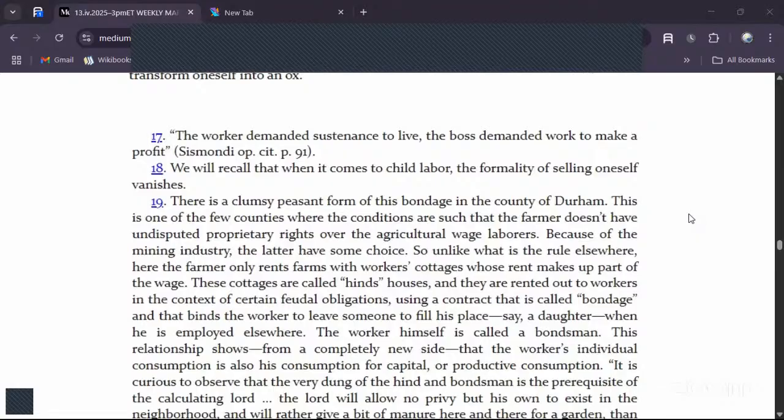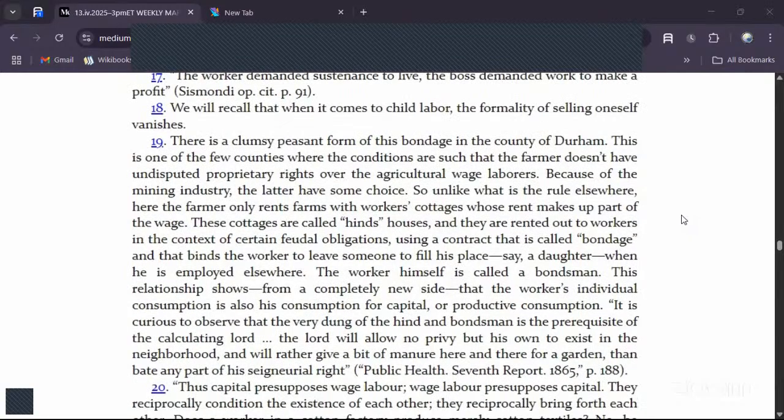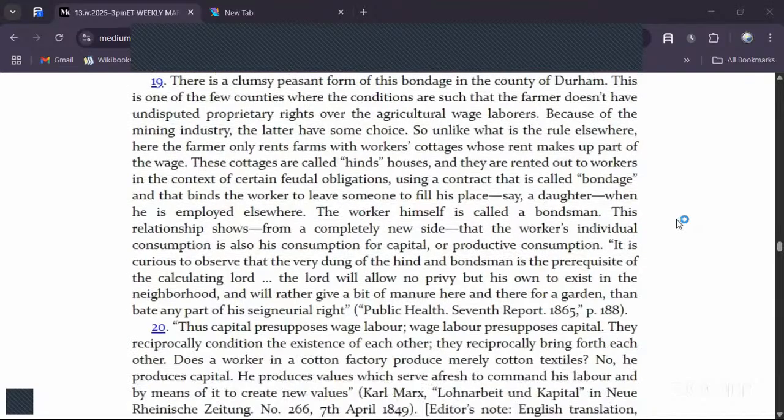19. There is a clumsy form of this bondage in the county of Durham. This is one of the few counties where the conditions are such that the farmer doesn't have undisputed proprietary rights of the agricultural wage laborers. Because of the mining industry, the latter have some choice. So, unlike what is the rule elsewhere, here the farmer only rents farms with workers' cottages whose rent makes up part of the wage. These cottages are called Hind houses, and they are rented out to workers in the context of certain feudal obligations using a contract that is called bondage, and that binds the worker to leave someone to fill his place, say a daughter, when he is employed elsewhere. The worker himself is called a bondsman.